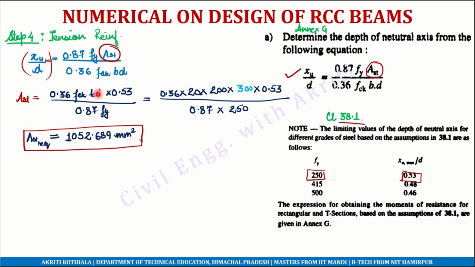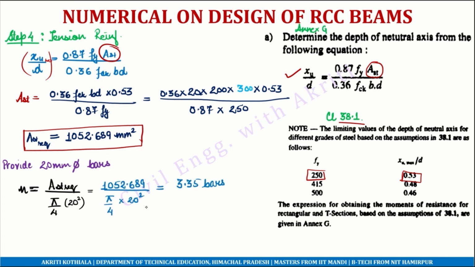So this is the required value of AST. Please keep in mind that the value of D will be the D at the fixed end, that is 300 mm. Now we'll be providing it in terms of bars. So let's try using 20 mm diameter bars. So AST required upon the area of one bar will be equal to 3.35 bars, but we know that we cannot provide 3.35 bars, so we will have to go to the next integer, which will be equal to 4 bars. So if we use all the bars of 20 mm, we will have to provide 4 bars.